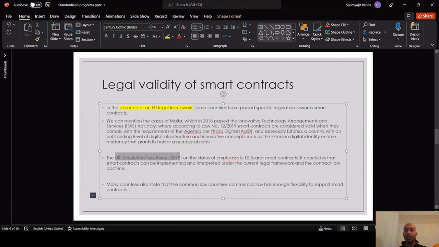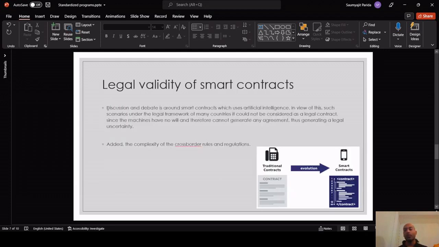The UK Jurisdiction Task Force has a statement on the status of crypto assets and smart contracts. It says smart contracts can be implemented and interpreted under the current legal framework and the contract law doctrine, and that it's a type of asset class. Many countries also state that the country's common law has enough flexibility to support smart contracts. It means there is no definite law in existence now, but people have come up with some frameworks or some type of declarations. Let's put it that way.